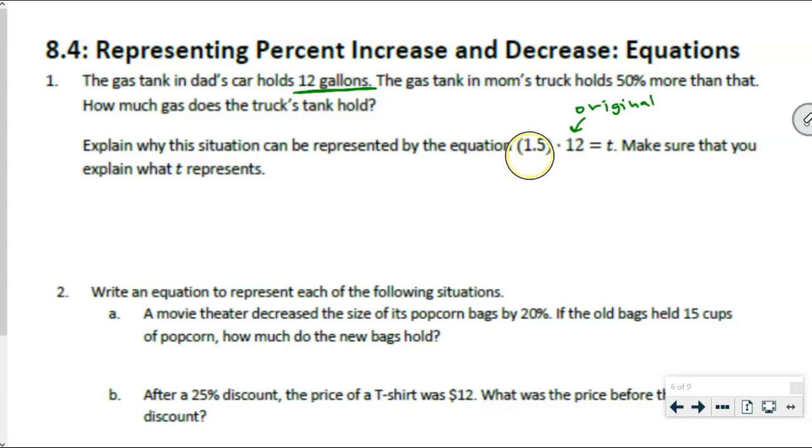Where does this 1.5 come from? I don't see a 1.5 anywhere in this problem, right? So where does that 1.5 come from? Luis? Yeah, because it is a 50% increase because it's 50% more. So where does it come from? 100% plus 50% is equal to 150%. What does that really mean? 150% means 1.5.